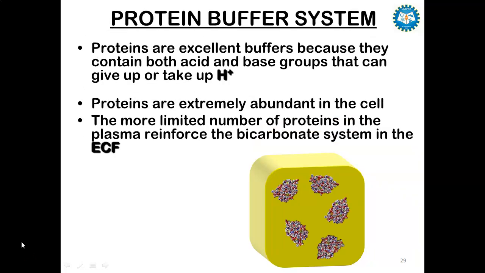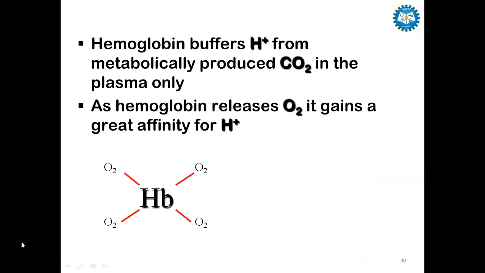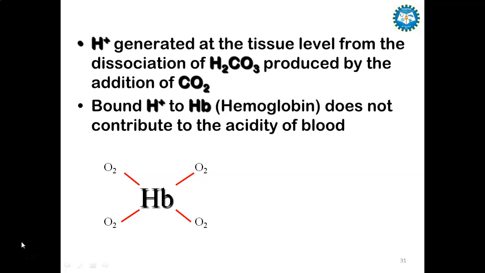Protein buffer system. The protein is an excellent buffer as it contains acid and base groups that can take up hydrogen ion. Protein is extremely abundant in the cell, while the more limited amount of protein in the plasma reinforces the bicarbonate system in the ECF. Hemoglobin buffer: hydrogen ions form from metabolically produced CO2 in the plasma only. As hemoglobin releases CO2, it gains a greater affinity for H+, and the reverse for OH.